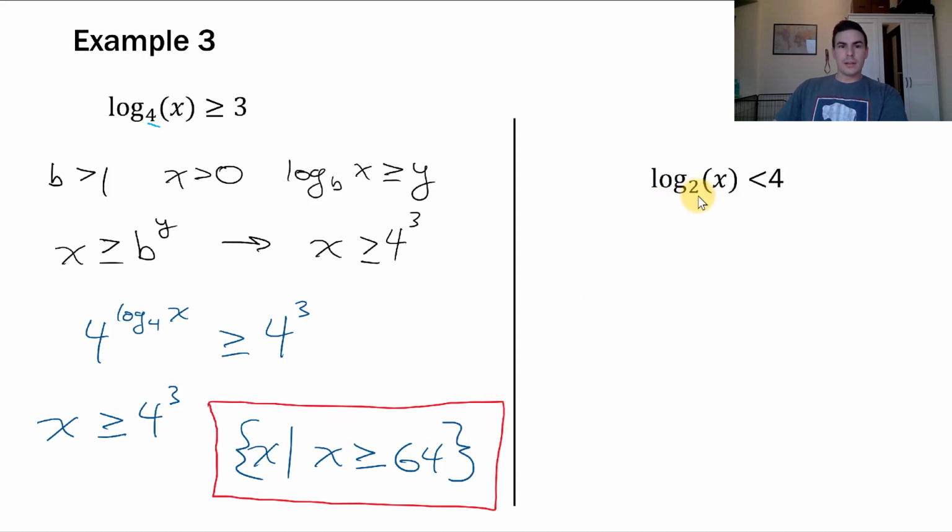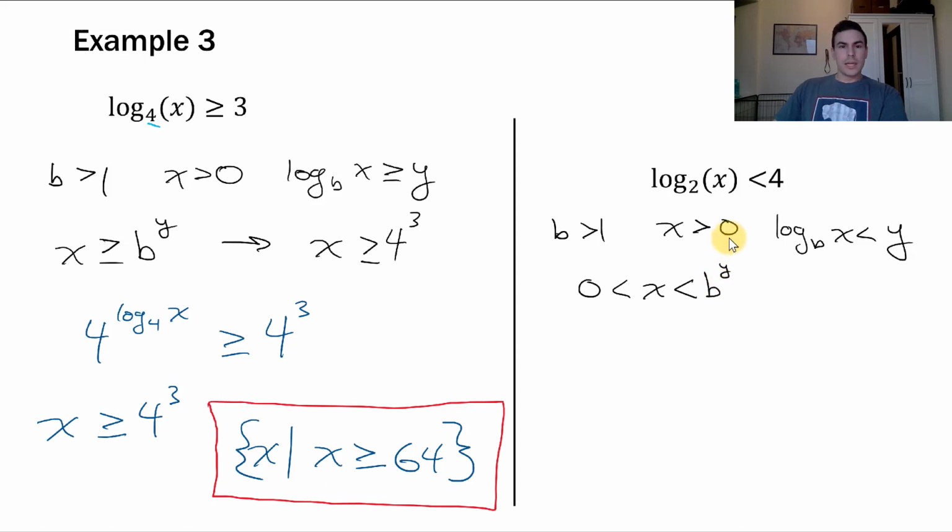Okay, so now I've got log base 2 of x is less than 4. So we've got a b that's greater than 1, a base that's greater than 1. We're going to say that x is positive again, and now I've got the log is less than some constant here. So we should get 0 is less than x is less than base raised to the y power.